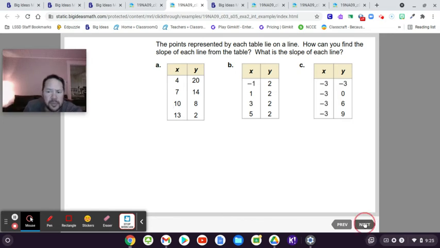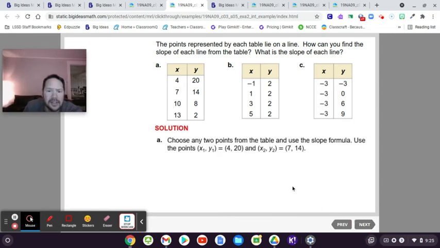So let's see which 2 points they picked for A, and we'll go through that together. They decided, we'll just use the first 2 points on the table. So to go from 20 to 14, it went down 6. So in this case, the rise is -6. And then from 4 to 7, it's going over 3. So the run here, the change in x, is 3. And -6 divided by 3 is -2.